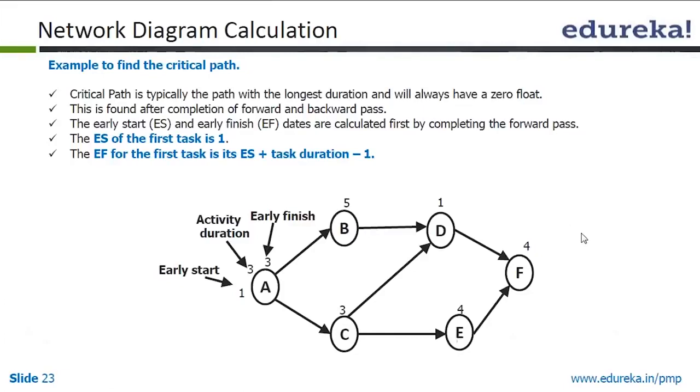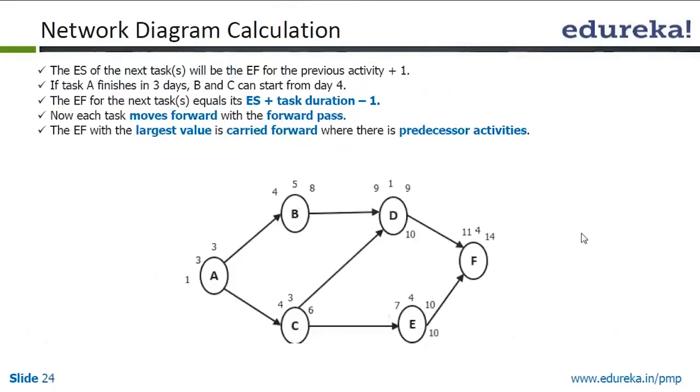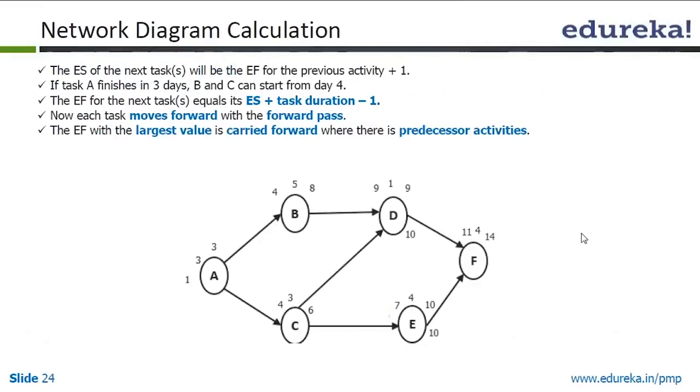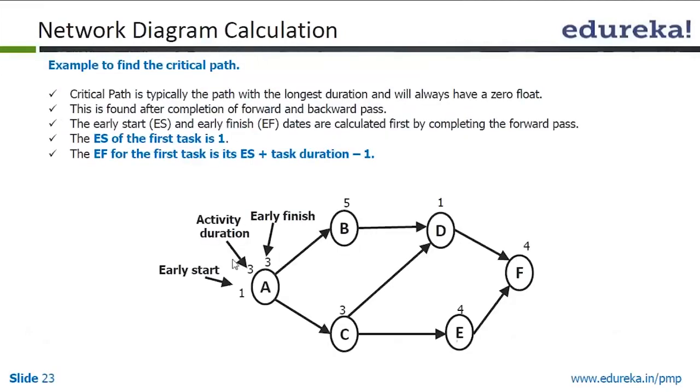So this is a network diagram calculation on an activity on node. What we'll see is that the middle one is the activity duration, the first one is the activity start, and the right hand side is the early finish. So early start and early finish are on the left and right hand side. The middle value is your activity duration.